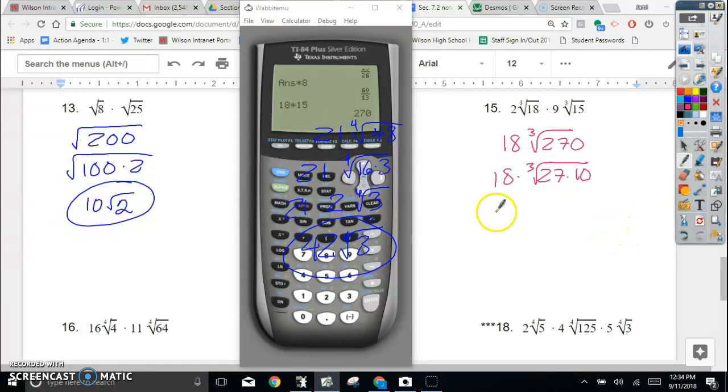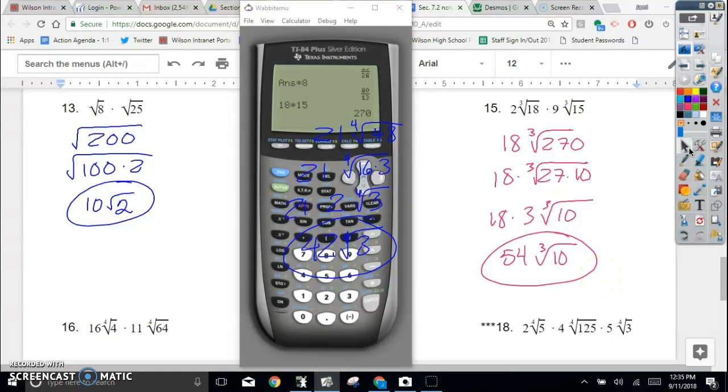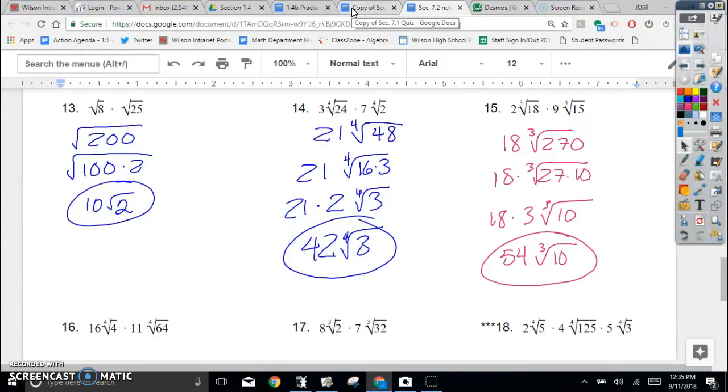The cube root of 27 is 3. I still have the cube root of 10 here. So 3 times 18 is 54. And that's the cube root of 10. So there's 15. All right, let me get this out of your way so you can read it.